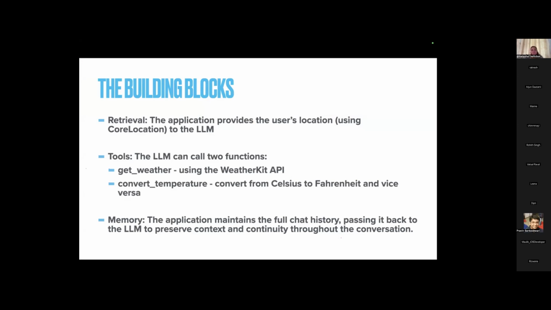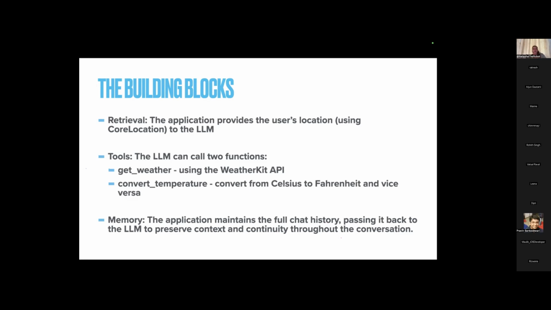So we talked about the building blocks of these augmented LLMs. So first is the retrieval. So first we have to say, what is the relevant information for the LLM? And in this case, the LLM needs to know where the user is located. So the application using Core Location will give the location of the user to the LLM. Because if the user asks, should I bring an umbrella tonight? It doesn't know where the user is located. So for weather, that is very important. If they say I'm traveling to London, then this is fine because the LLM can figure out this is for London. But the initial part is we need to give it that relevant information, which is the user's location.